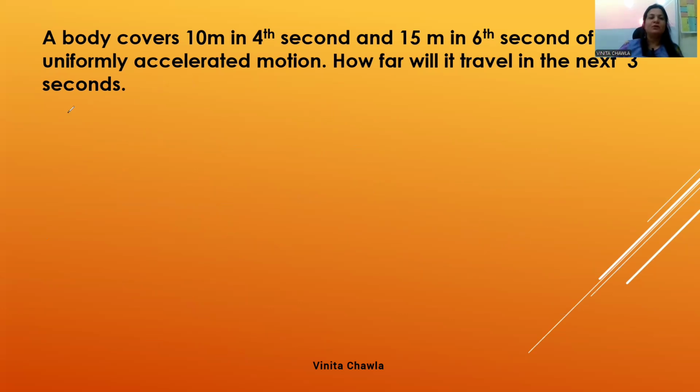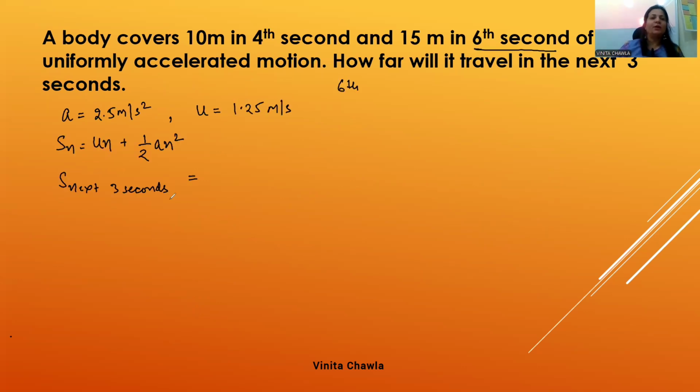Okay, so what is the value of a? It's 2.5 meter per second square, and the value of u is 1.25 meter per second. Okay, next, the 3 seconds. First we'll write the distance covered by the object in 9 seconds minus the distance covered by the object in 6 seconds. So we'll put the value of n as 9 first and then 6.